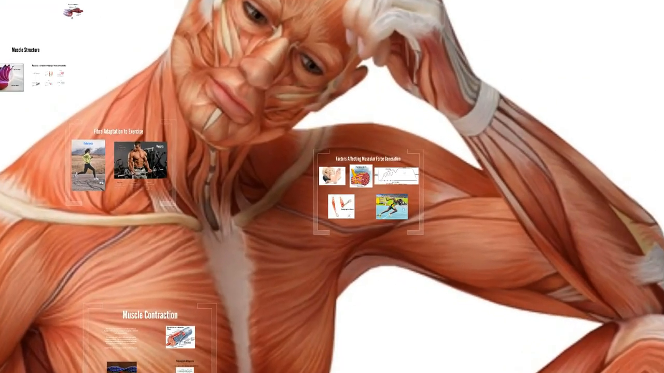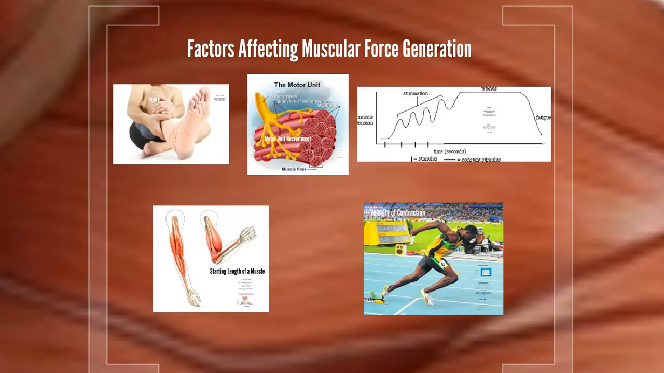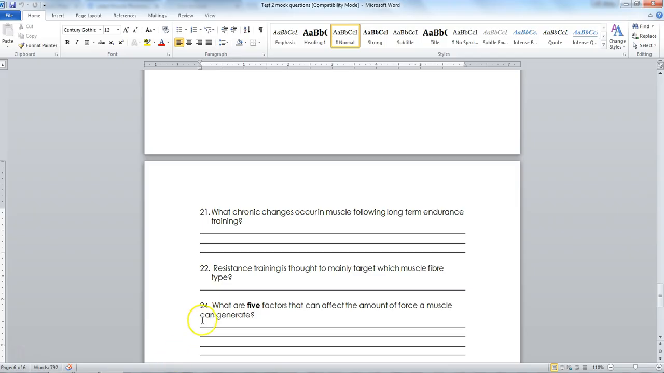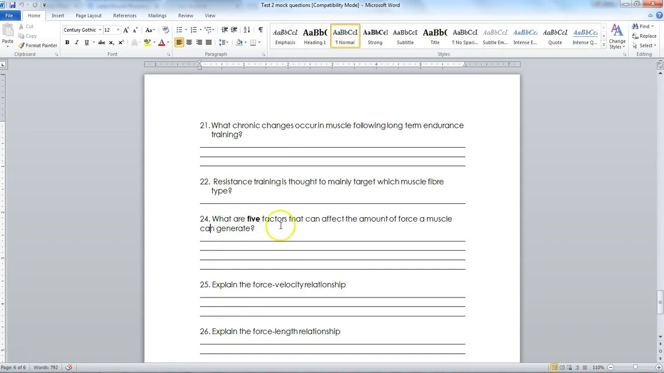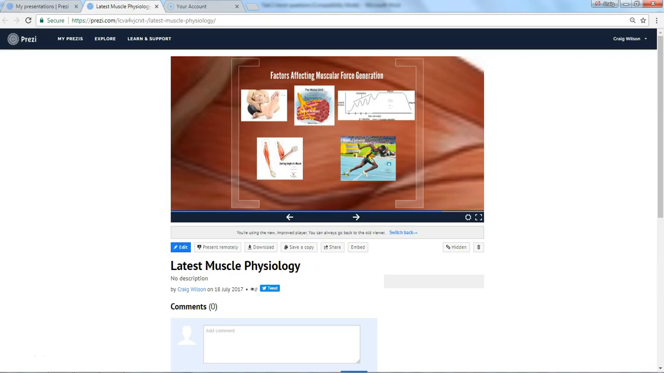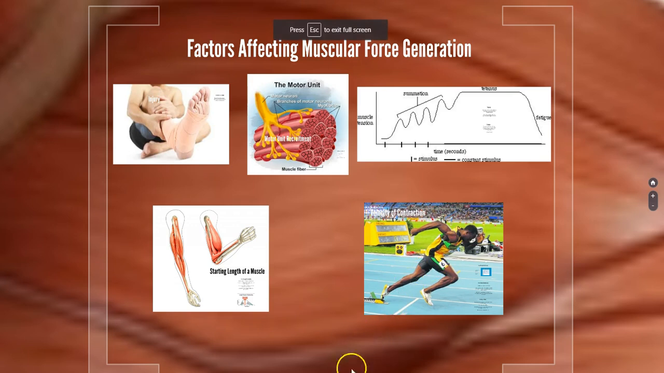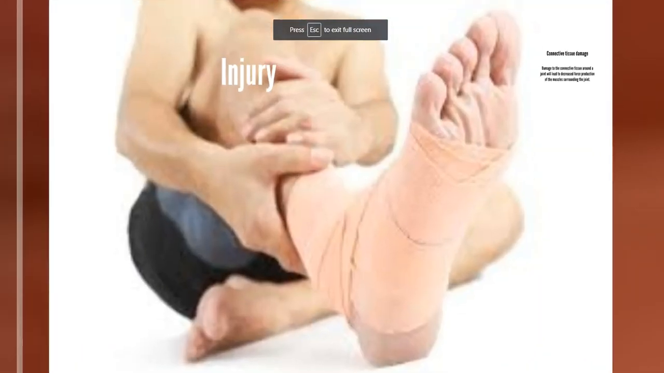All right, last thing, and we are done with this. We need to pull out a couple of factors that affect muscular force generation. The question we are looking at in our mock questions is question number 24. What are 5 factors that can affect the amount of force a muscle can generate? Let's have a look at them now. The 5 factors are injury is number 1. You can write that in.